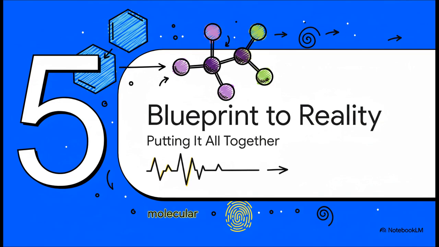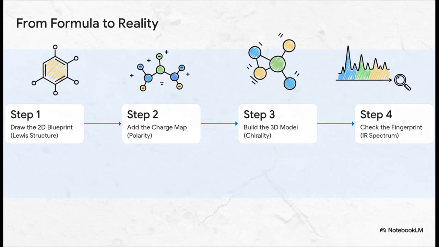So we've really come a long way. We started with a simple line drawing, and now we have this rich, multi-layered picture of a molecule, complete with its very own unique fingerprint. So let's put all these pieces together and see the whole thing. So this is how we truly see a molecule.